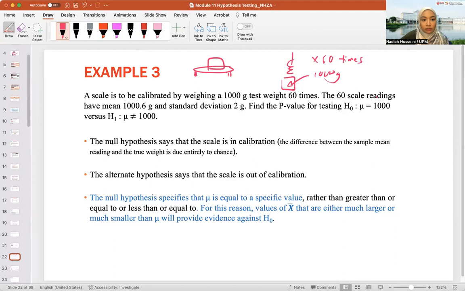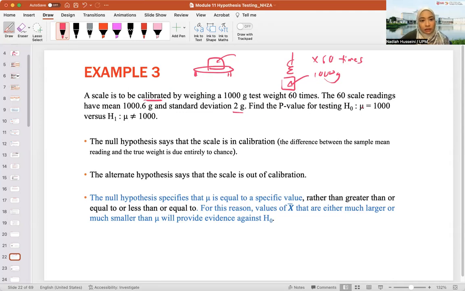The 60 scale readings have a mean of 1,000.6 grams. The 1,000 gram is the true weight. So if you're getting something that is not 1,000, you know that your scale is off. This is why we need to calibrate it. It has a standard deviation of 2 grams. Again, if we have a standard deviation, we know that this value is not absolute. We cannot conclude based on this sample.